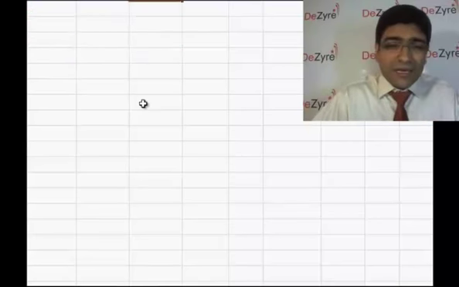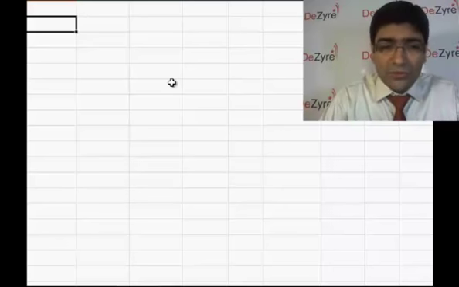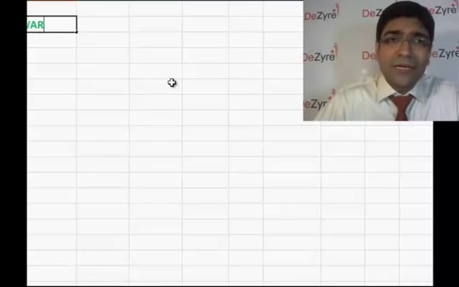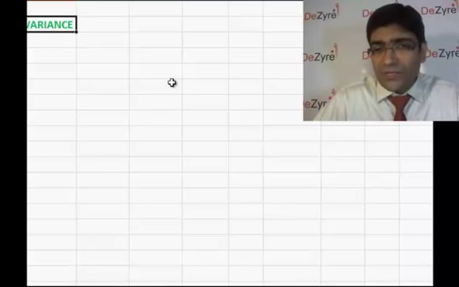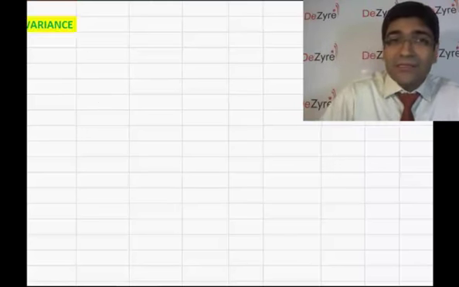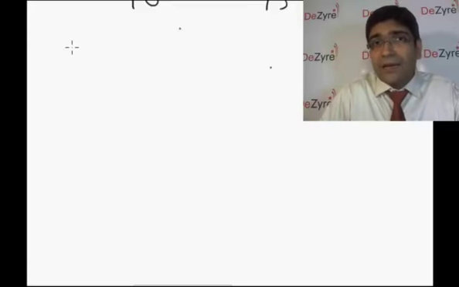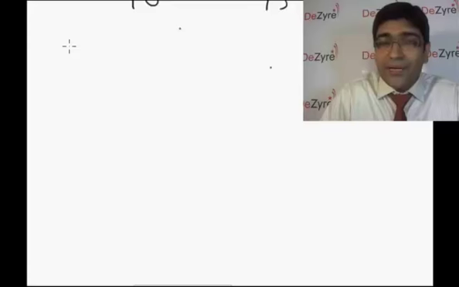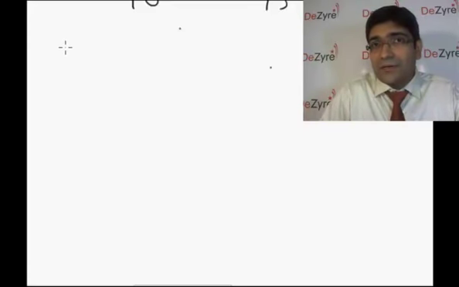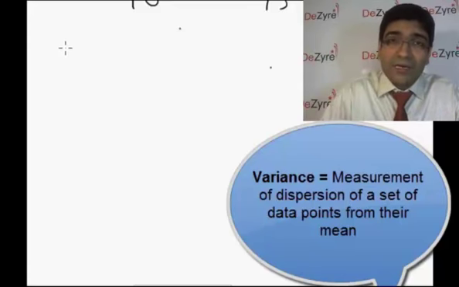Now in the same way, how is risk measured? The first concept while measuring risk is variance. I think most of you must have learnt this in your school and colleges. Now what is variance? Variance is nothing else but a measurement of dispersion of a set of data points from their mean. I will repeat, it is a measurement of the dispersion of a set of data points from their mean.